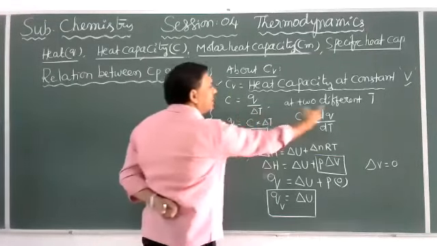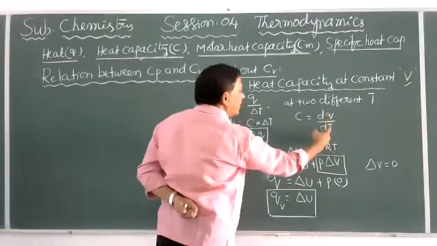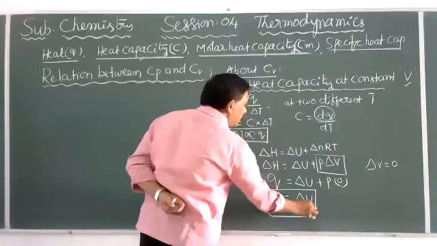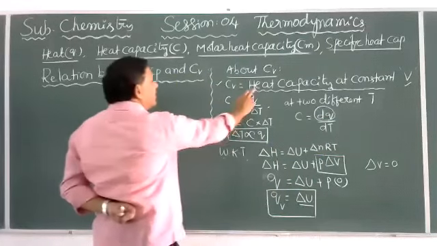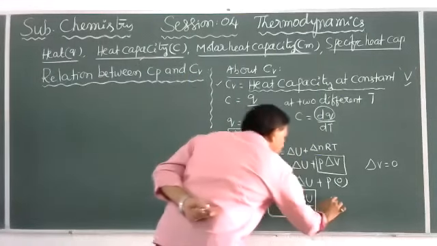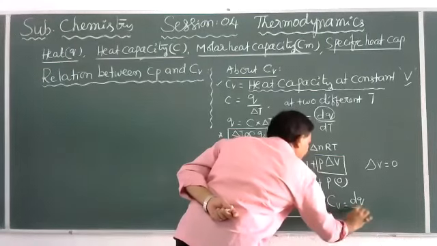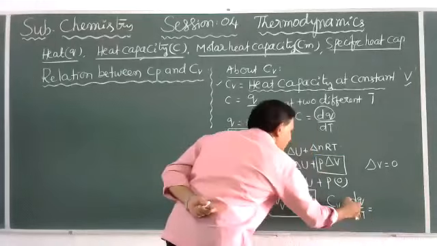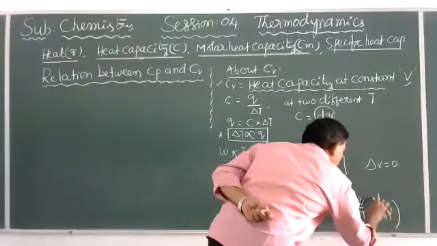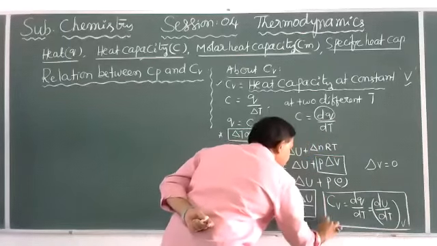by delta T. At two different temperatures, the heat capacity C is equal to dq by dt. Instead of this dq, we can use delta U. That's why the heat capacity at constant volume Cv is equal to dq by dt, and that dq is nothing but dU by dT at a constant volume. So this is the heat capacity at constant volume.